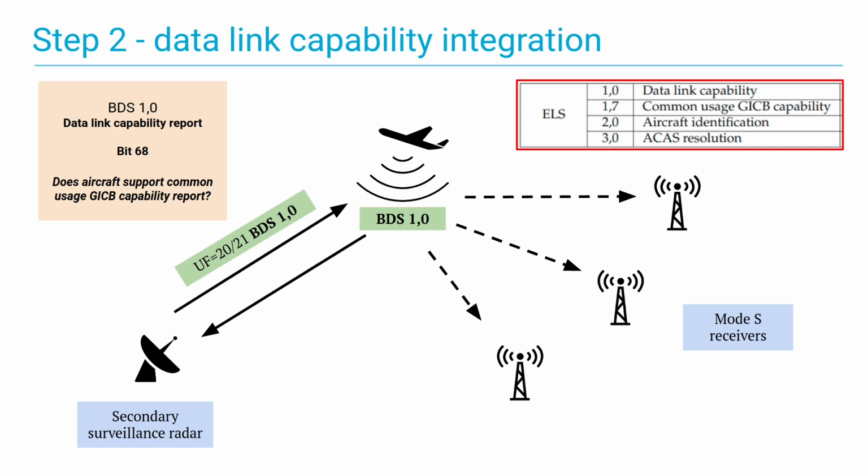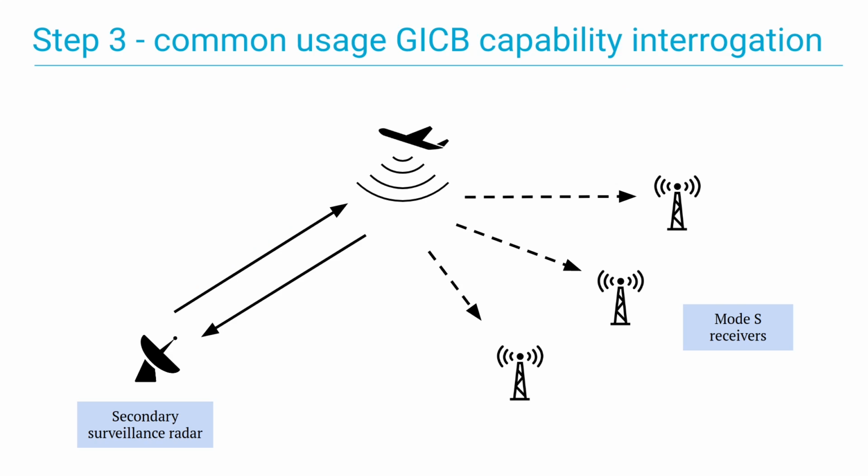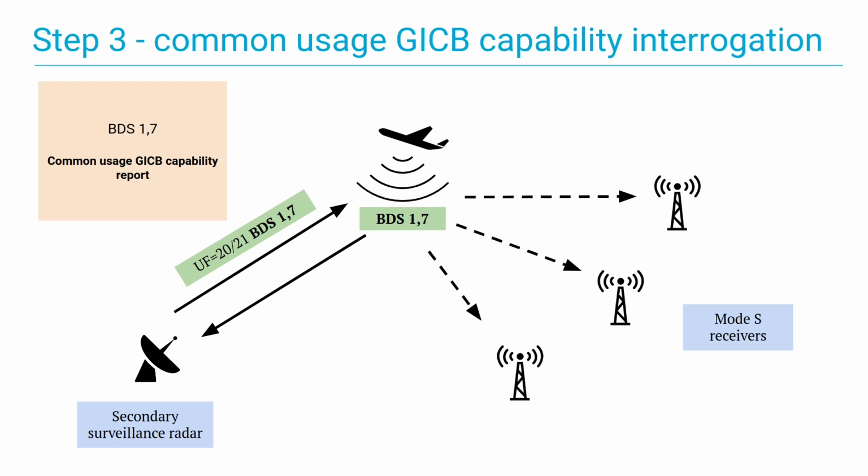If the aircraft does support GICB capability, that's great. In step 3, the surveillance radar initiates an uplink interrogation with BDS code 17, still using the uplink format of 20 or 21. And aircraft reply with common usage GICB capability report. At this point, we bring in our decoder and extract the information contained in this message.